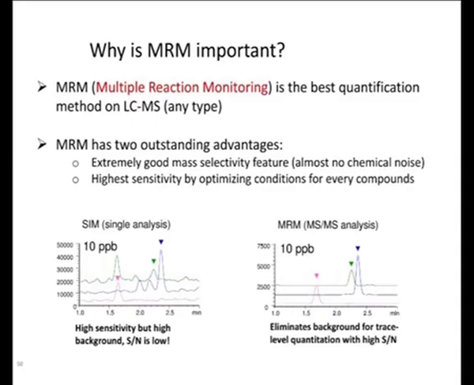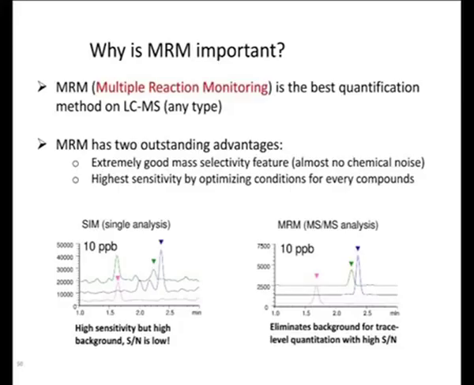There is SIM analysis, single ion monitoring, and MRM. In single ion monitoring, you are only monitoring one ion of interest. Suppose the molecular weight of your compound is 500. You are monitoring only the 500. But when you deal with analysis from a complex matrix, different molecules have a similar molecular weight, and the baseline will not be stable. You are getting some unwanted peaks.